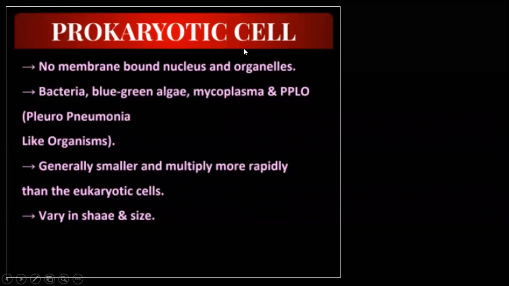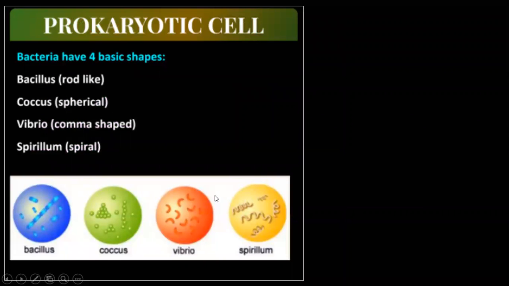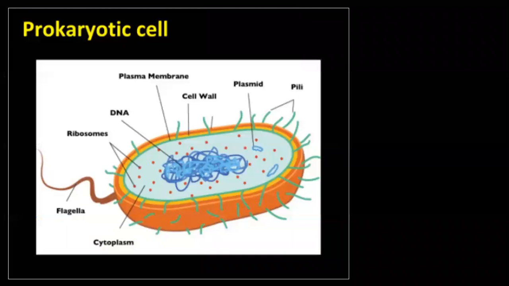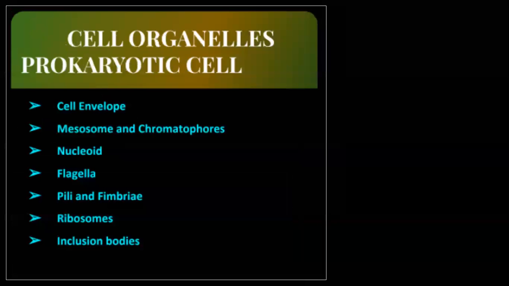So guys, let's have a recap on the prokaryotic cell. We have discussed that there is no membrane-bound nucleus or organelles in bacteria, blue-green algae, mycoplasma or PPLO. These are examples of prokaryotic cells. They are generally smaller and multiply more rapidly than eukaryotic cells, and they vary in their shape and size. Bacteria may be of four types on the basis of their shape: Bacillus, Coccus, Vibrio, and Spirillum. And this is an overview of the structure of a prokaryotic cell.